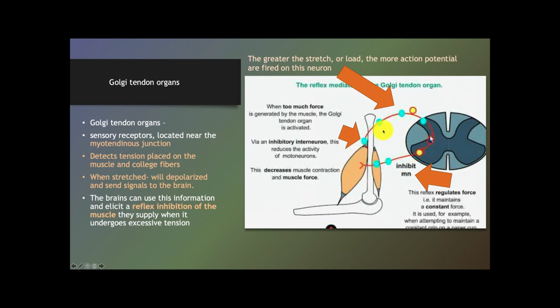So what happens is when the Golgi tendon recognizes this signal, the inhibition stops. The inhibition is at this muscle here, right? So if we're doing a curl and it's too much weight, the brain will inhibit this muscle, but it will strengthen the contraction of this muscle back here, right?